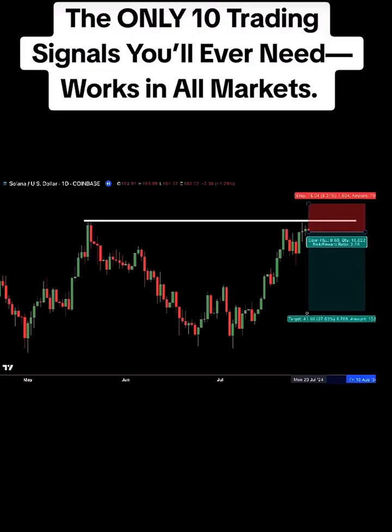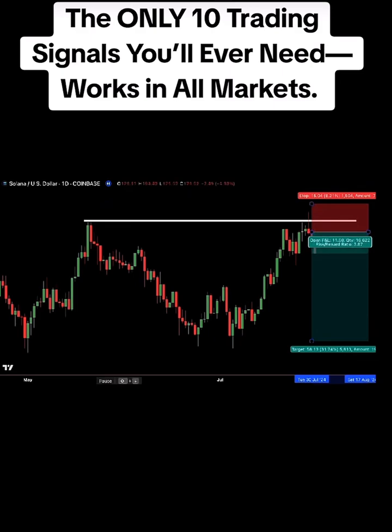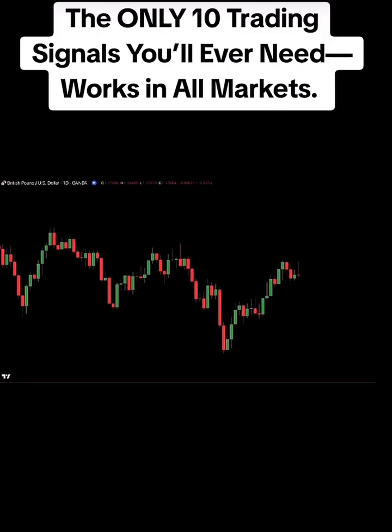You would place your entry at the close of the candle that made the false break, set a stop loss above it, and target the next key level. Now, look at what happened next. As you can see, the market moved down and reached the next key support level, just as expected. Look at another chart example.